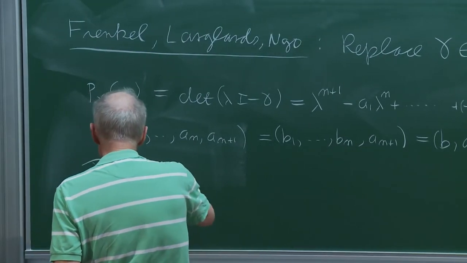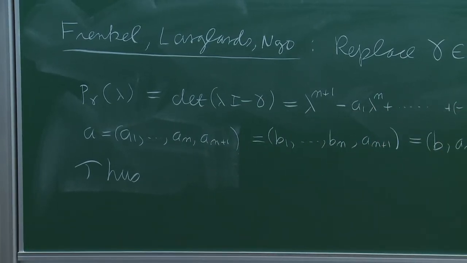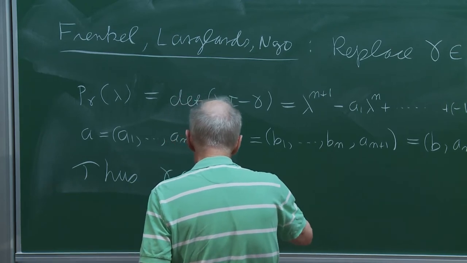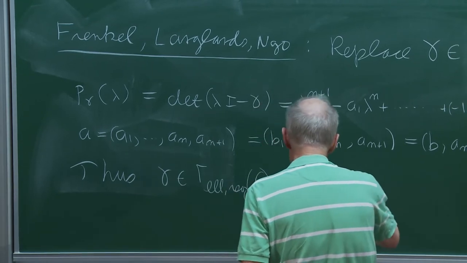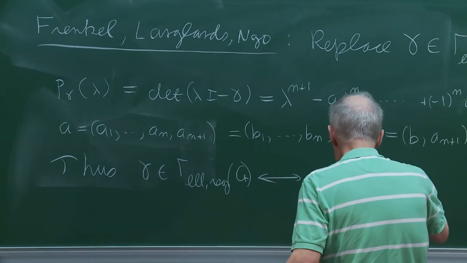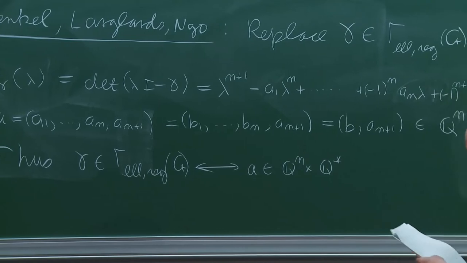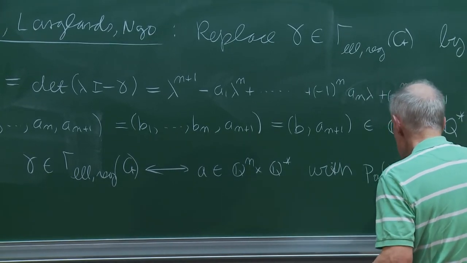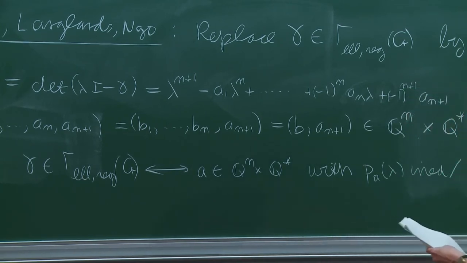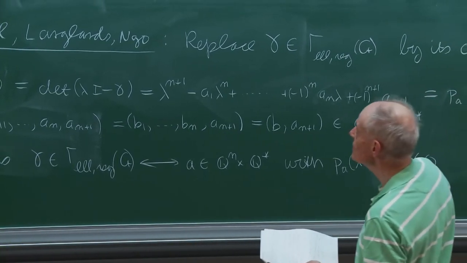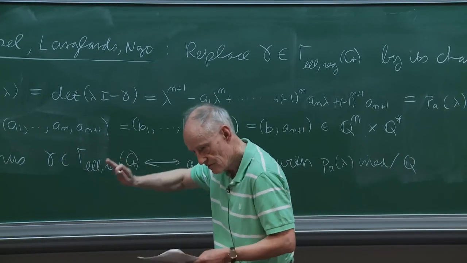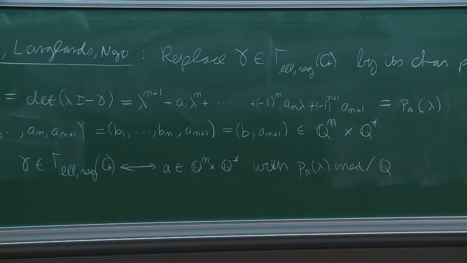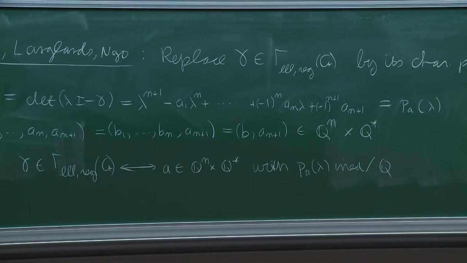So the proposal in this paper of these three authors is to identify an element gamma with an element A in Q^n cross Q^*, with the property that this polynomial P_A of lambda is irreducible over Q. And gamma up to conjugacy, of course. These are supposed to be semi-simple, regular conjugacy classes, elements gamma whose centralizer is a torus. And elliptic elements translate to the requirement that the characteristic polynomial be irreducible.